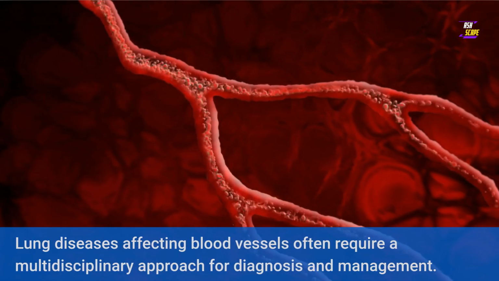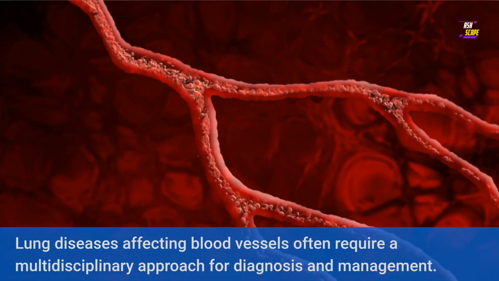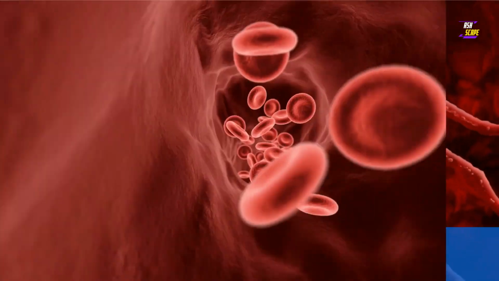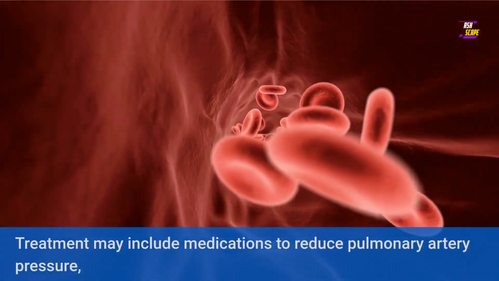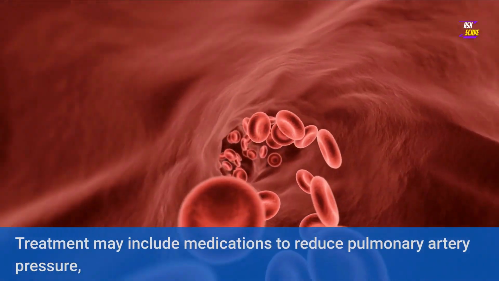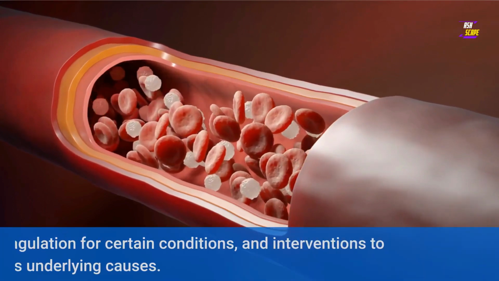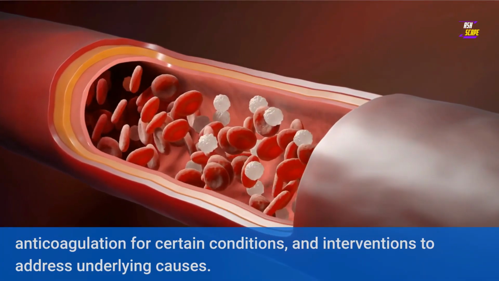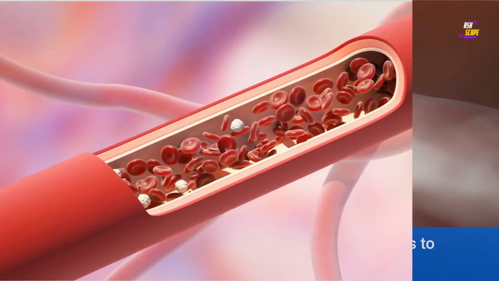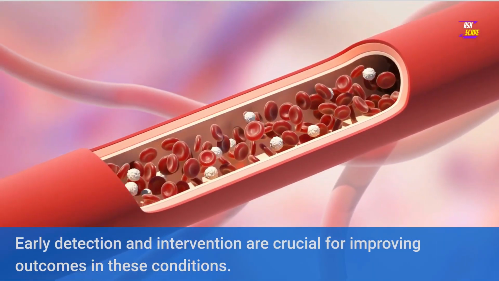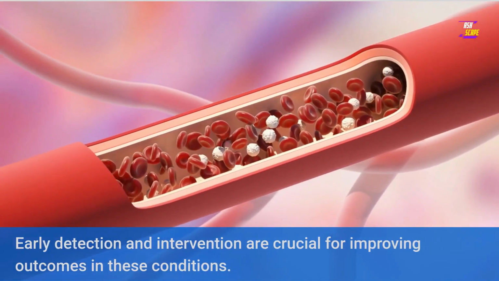Lung diseases affecting blood vessels often require a multidisciplinary approach for diagnosis and management. Treatment may include medications to reduce pulmonary artery pressure, anticoagulation for certain conditions, and interventions to address underlying causes. Early detection and intervention are crucial for improving outcomes in these conditions.